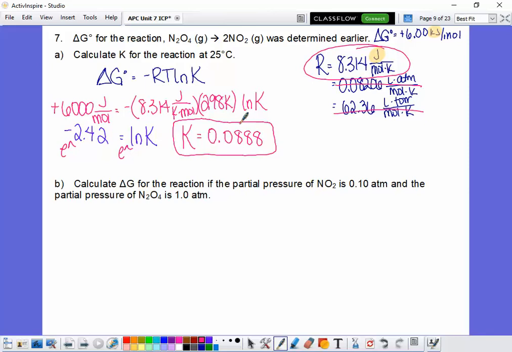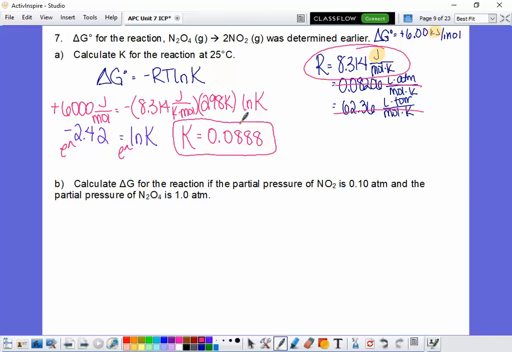What does our K tell us about which side of the reaction is favored? The reactants are favored. Why? Because K is less than 1. So let's think about this. When delta G is negative, what will the K be? Greater than 1. When delta G is positive, what will the K be? Less than 1. Now the difference here is that K isn't going to change.